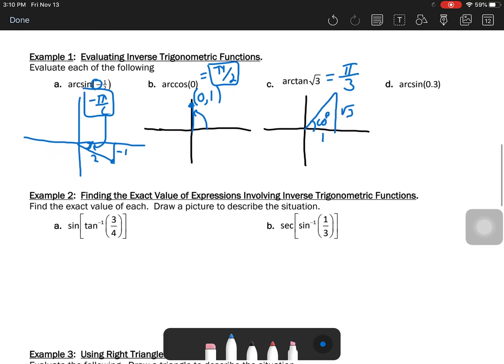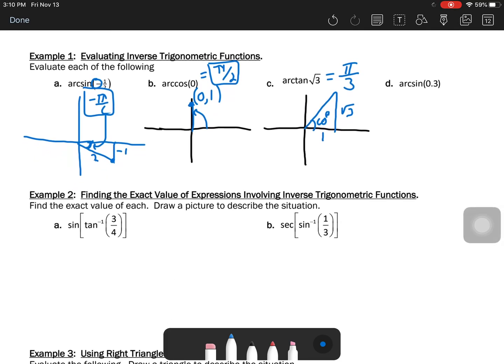Okay. And this last one is basically just a calculator. You can't really draw this out, so you just type in inverse sine of 0.3 in your calculator. It comes up to like 0.3047, I guess, is what we get there.